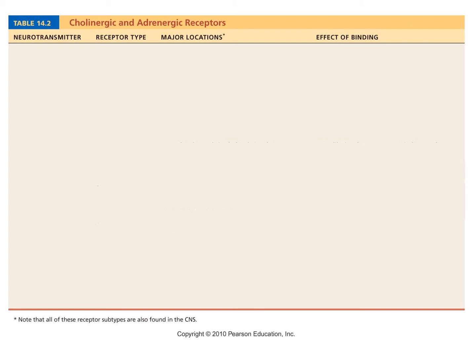Okay, so let's talk about the types of neurotransmitters that we have and the types of receptors that you find on the different tissues. If acetylcholine is your neurotransmitter, your receptor type gets called cholinergic, after the choline portion of acetylcholine. There are two types of cholinergic receptors. The first is nicotinic. Its major location is in all ganglionic neurons and also in adrenal medullary cells. The effect of binding of acetylcholine here is excitation.